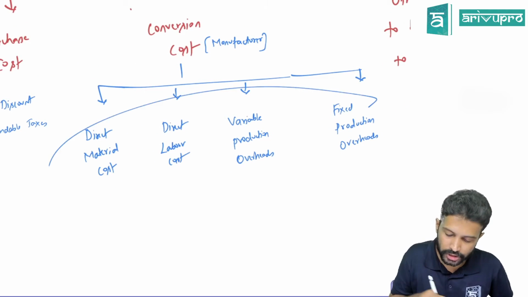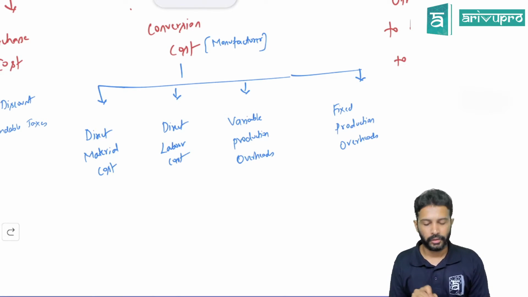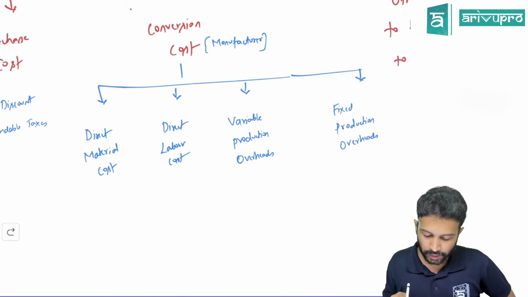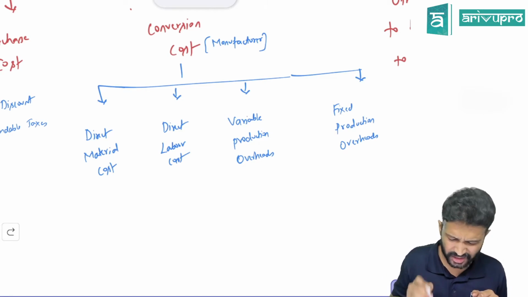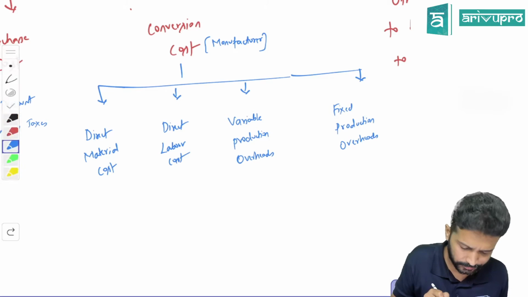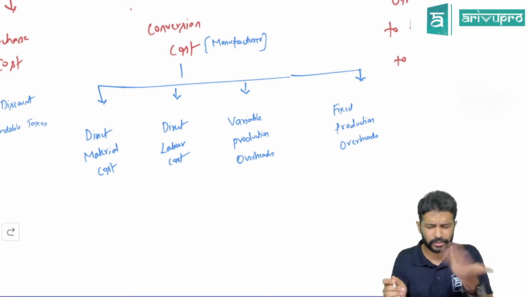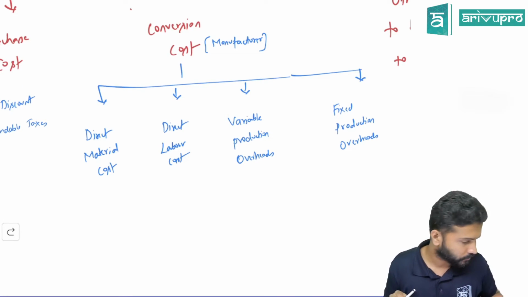So conversion costs are of 4 types. Direct material, direct labor, variable production overheads, and fixed production overheads. Yes, I'm assuming there are no other direct expenses. That's how they form the standard. If there is any direct expense, you can add it up. That's not a problem. Okay.